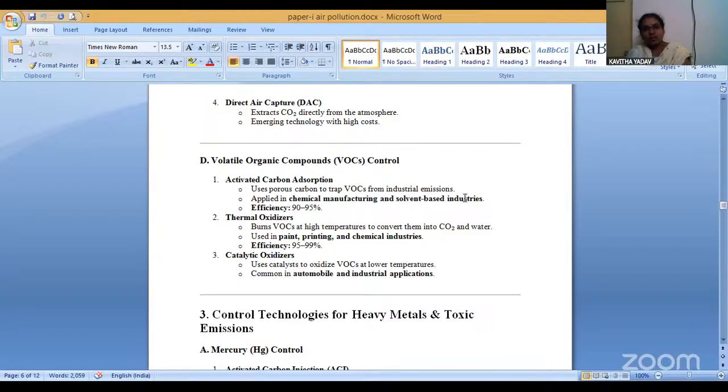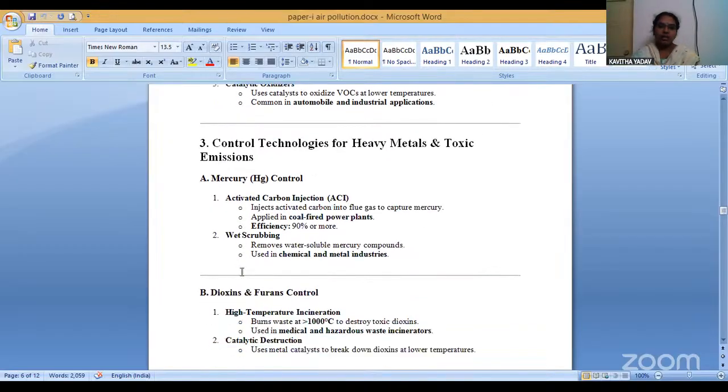Catalytic oxidizers use a catalyst to oxidize the volatile organic compounds at lower temperatures, common in automobile and industrial applications. Then coming to the next one, control technologies for heavy metals and toxic emissions.